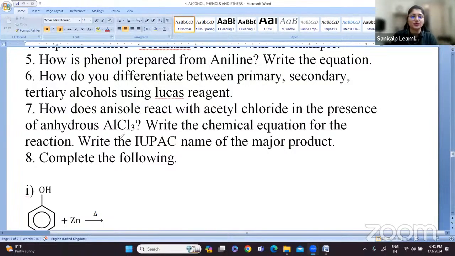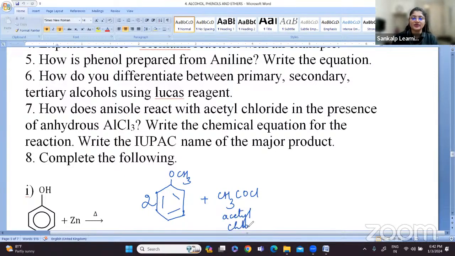What is anisole, students? Somebody has answered, benzene. Yes, Vedvati, good. So it is a benzene ring with OCH3. So when anisole reacts with acetyl chloride, CH3COCl, you have to take 2 moles of anisole.